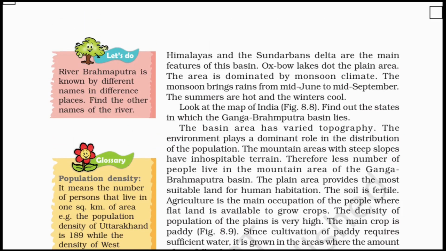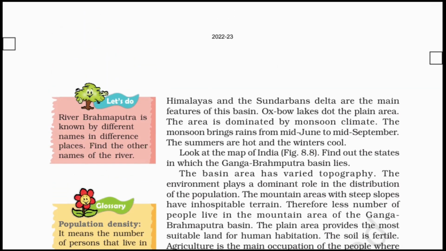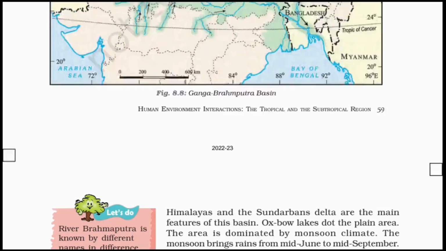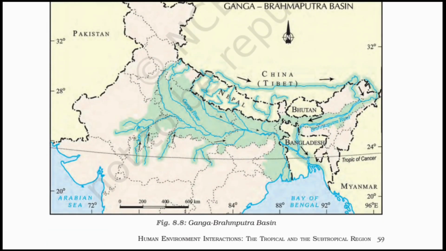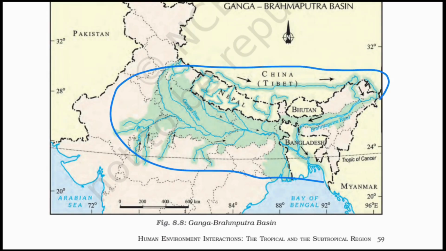Now they are asking you to look at figure 8.8 and find out the states in which the Ganga-Brahmaputra basin lies. So this is figure 8.8. Here you can see this area and then the states, right?